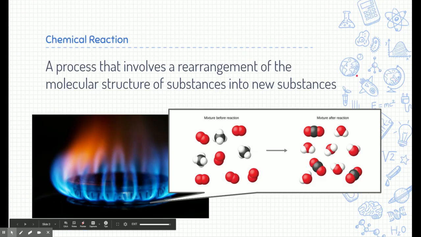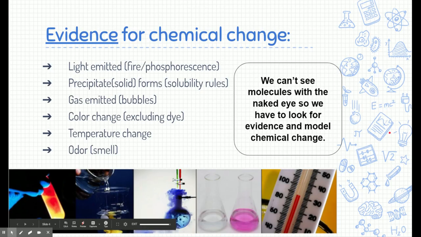A chemical reaction is a process that involves the rearrangement of the molecular structure of substances into new substances. So here's an example of a chemical reaction. We have methane being combusted. Now here are the methane particles, and they need oxygen particles in order to combust. Now these particles, when they go through a reaction, are going to rearrange themselves into new substances. Here, for example, we have carbon dioxide and water.